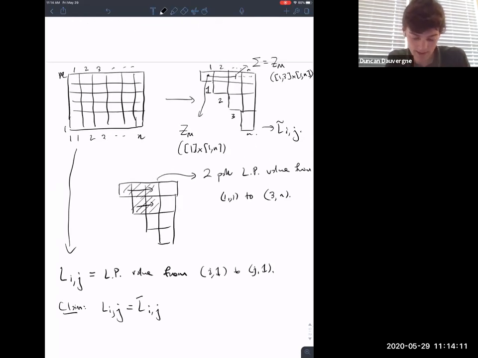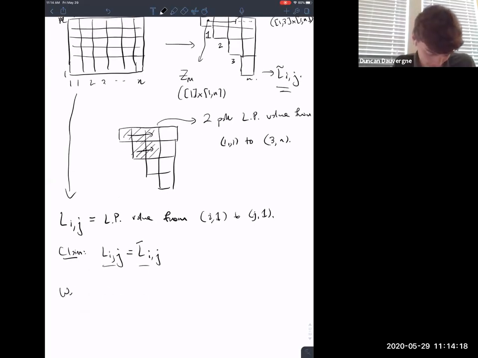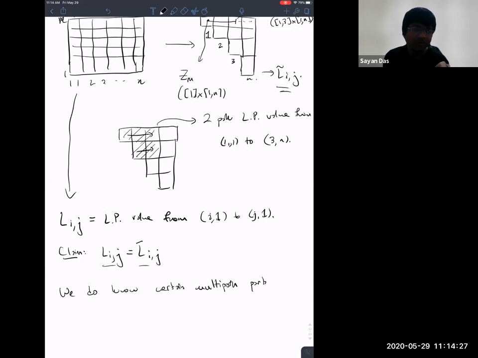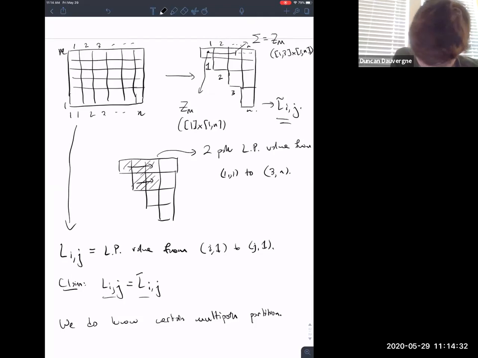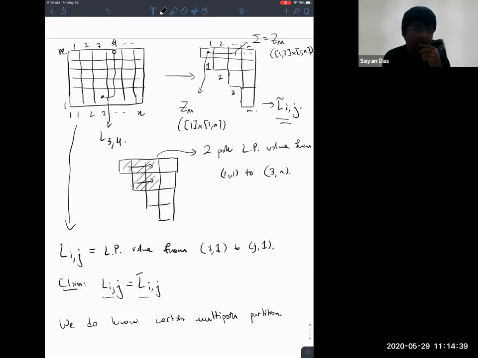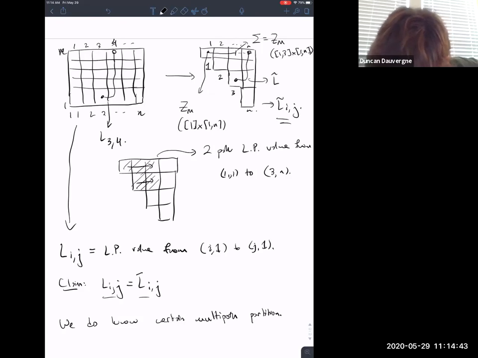And basically the way that you've set this up is we don't know that the Lij's are equal to the L tilde ij's, but we do know that certain multipath. Can you show in the diagram what is the last passage from which to which Lij? Yeah, so this Lij should be, maybe this would be L34. Oh, okay. And this is going to be L34 over here. This is going to be L tilde 34.